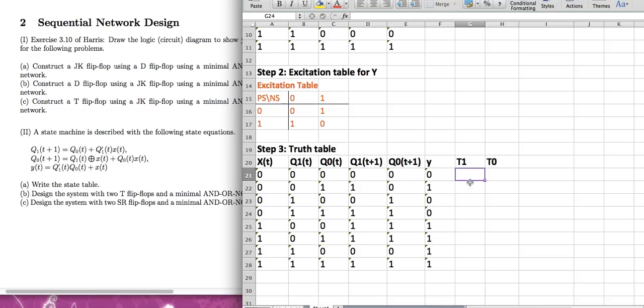What is T in this case? Remember, we need to get this T from the excitation table. So this is the excitation table for T. I'm going to look at T1, at Q1 of T and Q1 of T plus 1. So I'm going to look at these two.